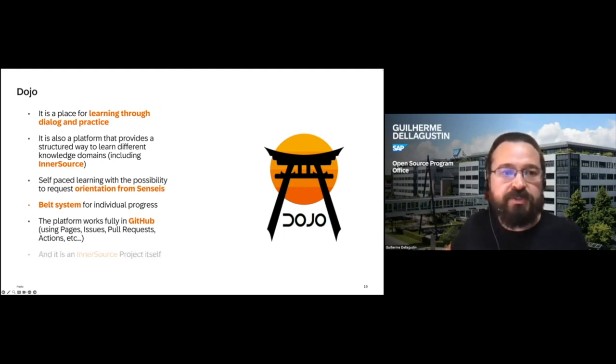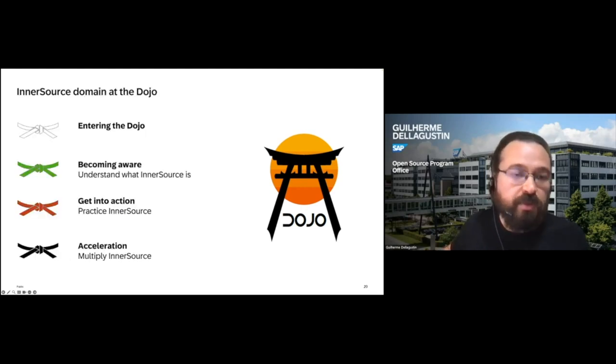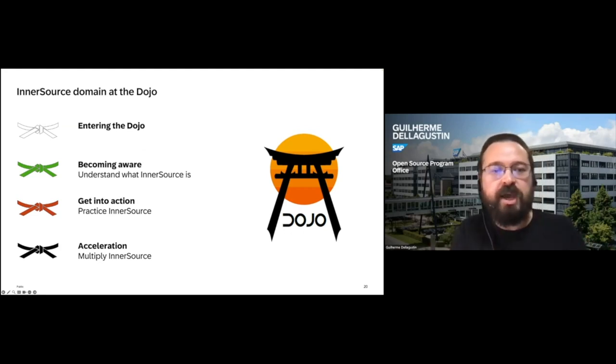Now, how does that work specifically for InnerSource? So I mentioned the belt system, and this is how we structured it for the InnerSource domain. First belt is the white belt, and it's just somebody telling, I am entering the dojo. I am starting now with this experience. The second belt is becoming aware, so understanding what InnerSource is and being able to explain it to other people. Then the red belt is getting into action. People here are required to either contribute to an InnerSource project or adopt InnerSource in a project of their own. And the last stage, the black belt, is acceleration, where people are expected to multiply InnerSource.